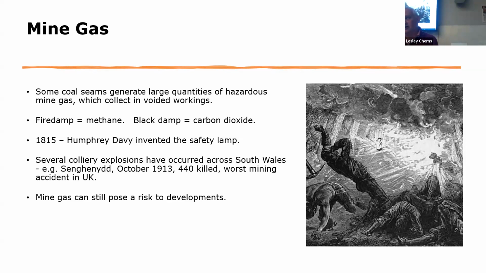There have been several colliery explosions across South Wales, and the worst was Senghenydd in October 1913. Senghenydd, near Caerphilly. 440 people were killed due to a gas explosion. That's actually the worst mining disaster in the UK. They're not working underground anymore, but the workings are still there, the gas is still there, and that gas can still cause a risk, which we have to think about.